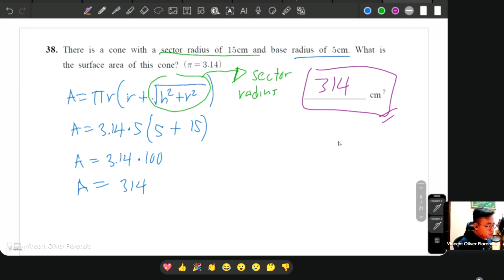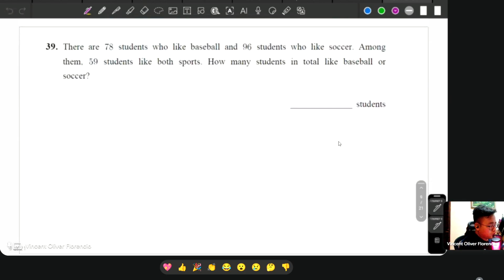Again, this is a geometry question. Next one, 39. Please read first the question.